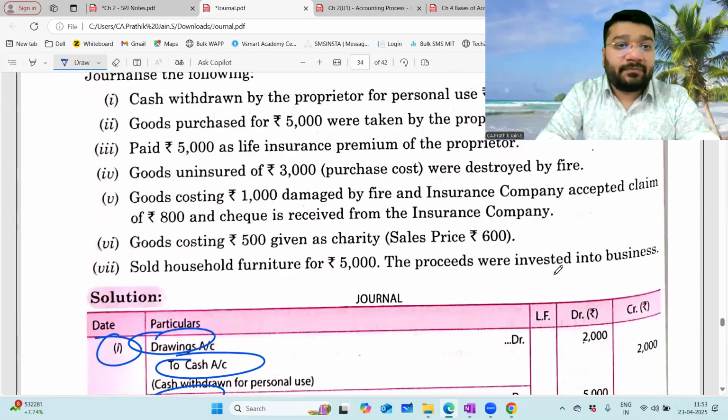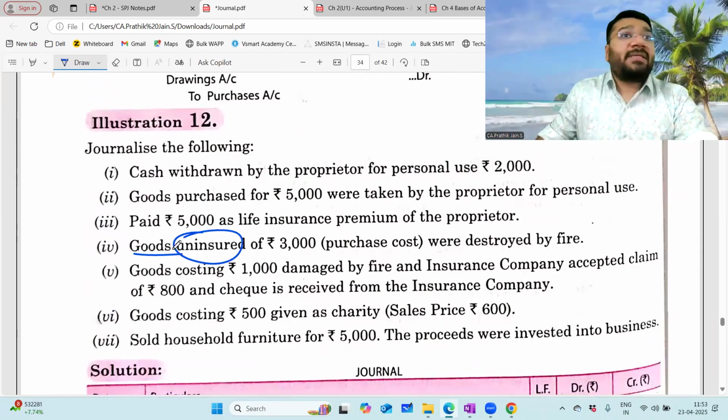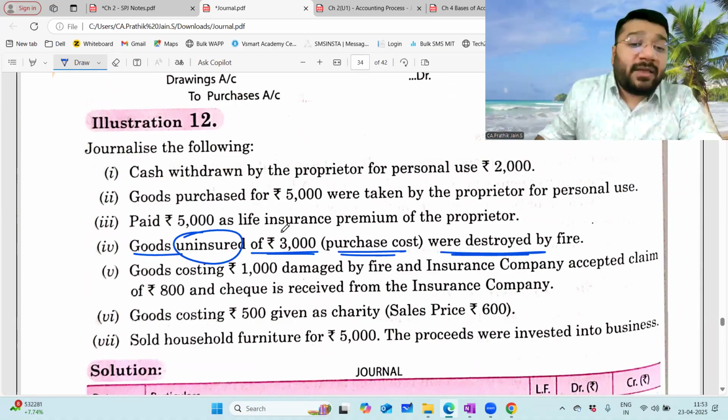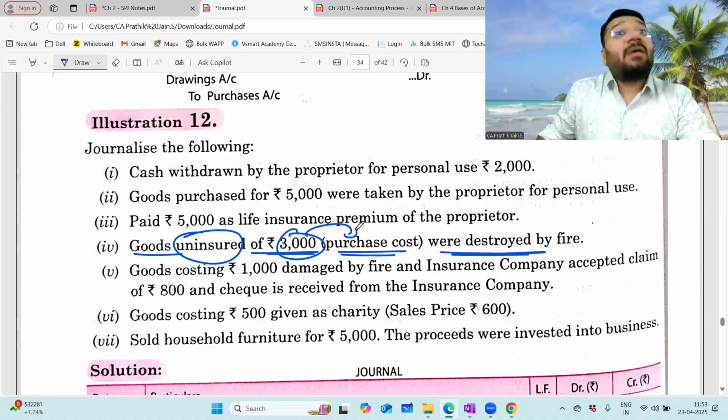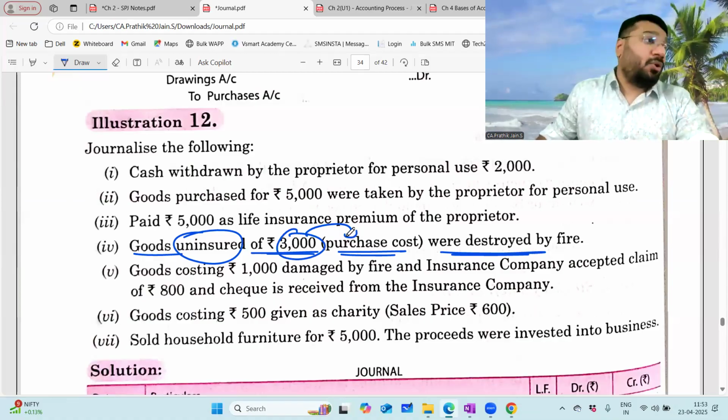Okay. Next, goods uninsured means in my business I have stock, but those stocks are not insured, and these goods worth 3,000 purchase cost were destroyed by fire. So when the goods were purchased, this 3,000, where did you record it? In the purchase account, promising to sell. Did you fulfill your promise? No. Now, can this 3,000 stay in the purchase account?